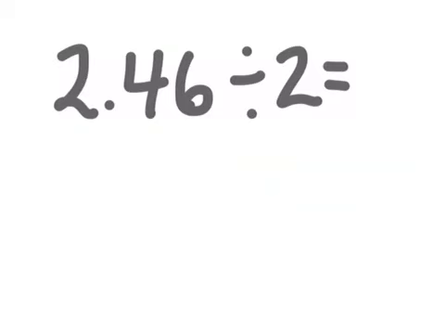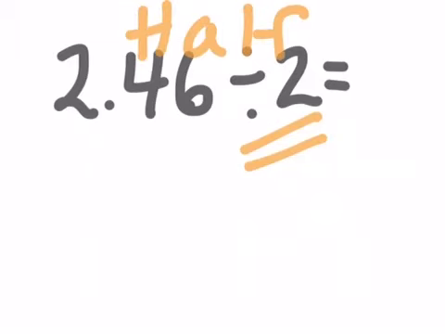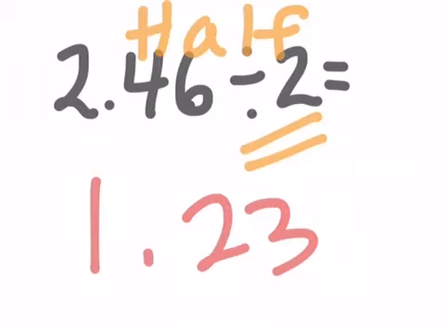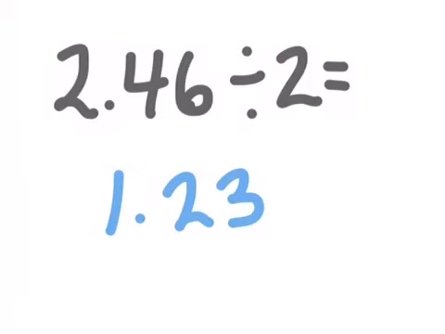If we look at this, any number divided by 2 simply means half. So what is half of 2 and 46 hundredths? The answer will be half of 2 is 1, and half of 46 hundredths will be 23 hundredths. Therefore, how many times does 2 fit into 2 and 46 hundredths? It's 1 and 23 hundredths of a time.